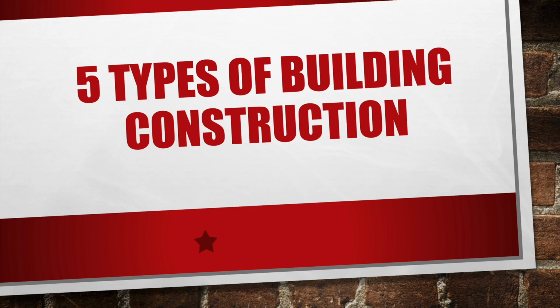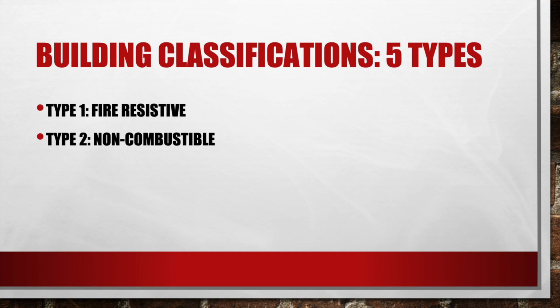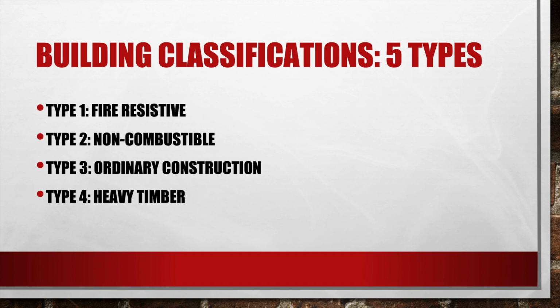Well, I really wanted to do a building construction segment, and we are going to start with the 5 types of building construction. So our building classifications, also known as the 5 types, here they are. We have type 1, which is fire resistive, type 2, non-combustible, type 3, which is ordinary construction, type 4, heavy timber, and type 5, wood frame construction.